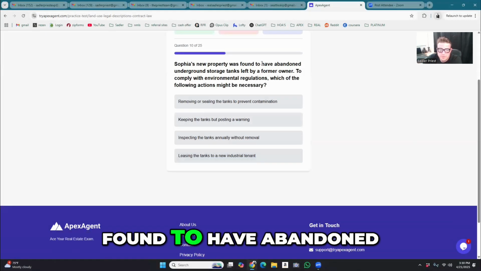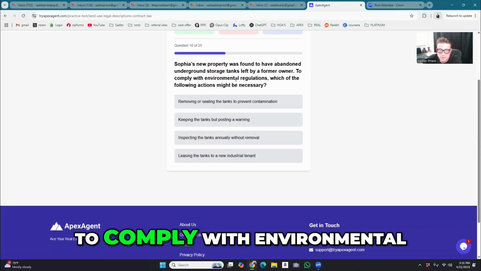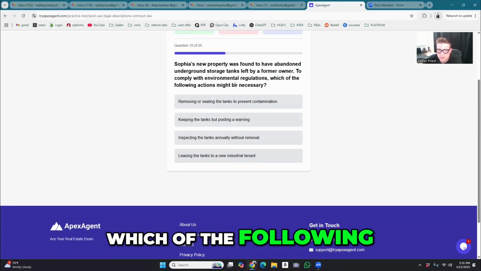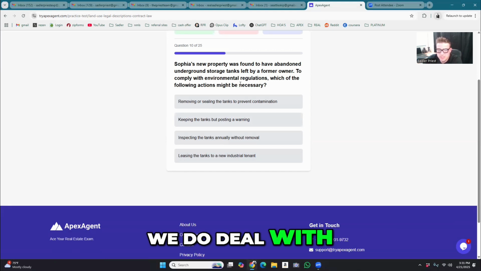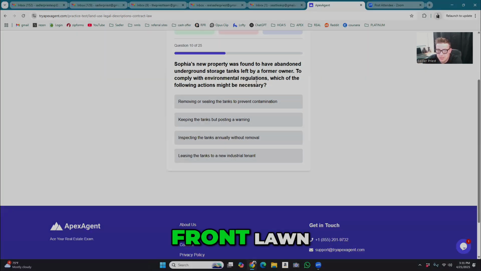Sophia's new property was found to have abandoned underground storage tanks left by a former owner. To comply with environmental regulations, which of the following actions might be necessary? We do deal with this in Western Pennsylvania. They did use fuel burning oil for their furnaces and such, and some of them are buried in the front lawn.